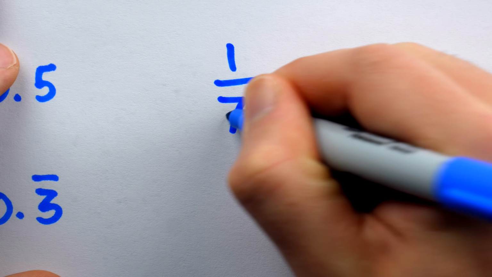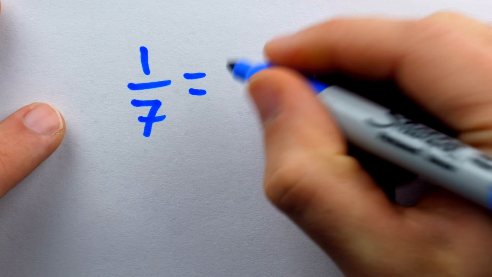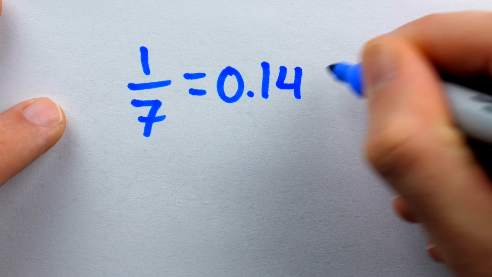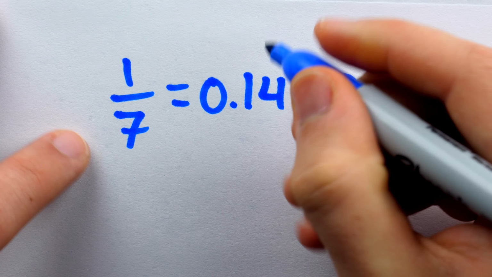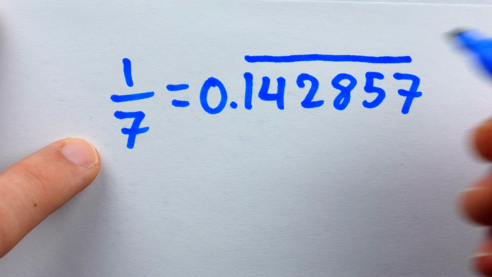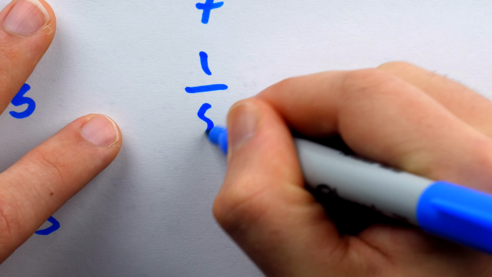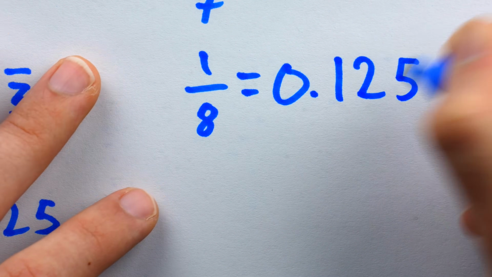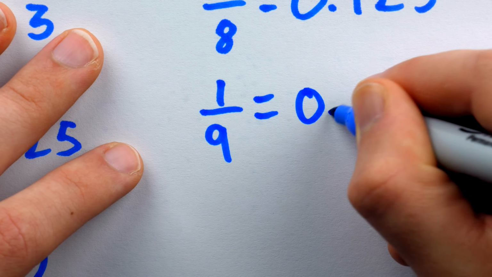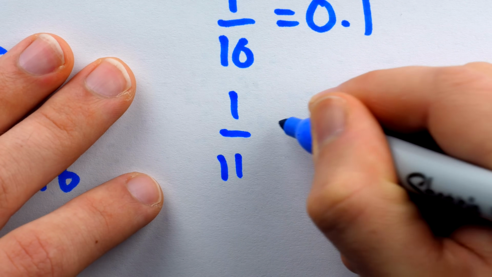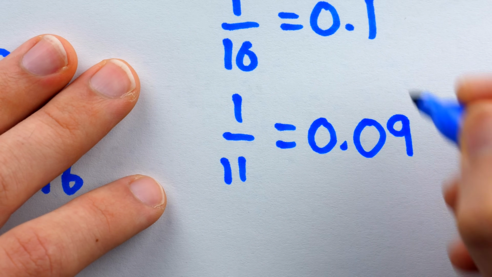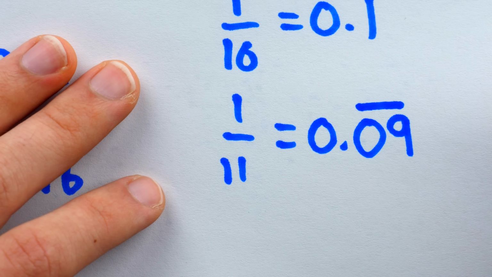1/7 is a really unsightly decimal. It is 0.142857. This whole thing repeats, so we need to put a bar over that whole thing. Then we have 1/8. That has a nice decimal expansion, just 0.125. Then we get to 1 over 9. This is 0.1 repeating. 1/10, of course, we've seen before, just a beautiful 0.1. And 1 over 11. This is 0.09, and these two digits repeat, so we put a bar over that.